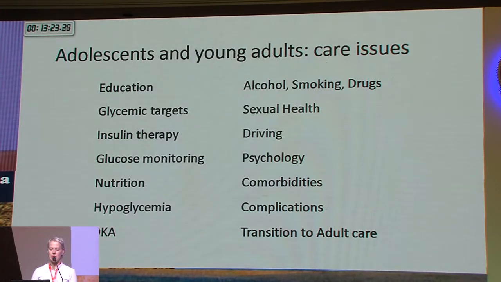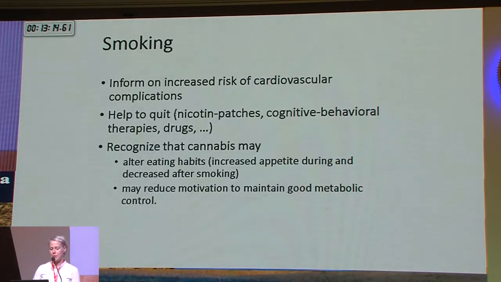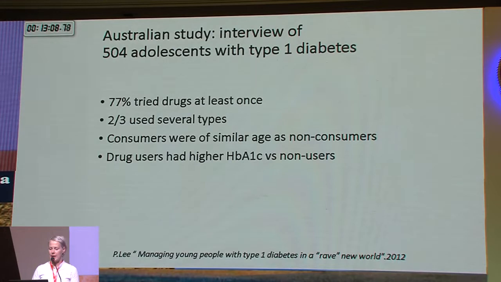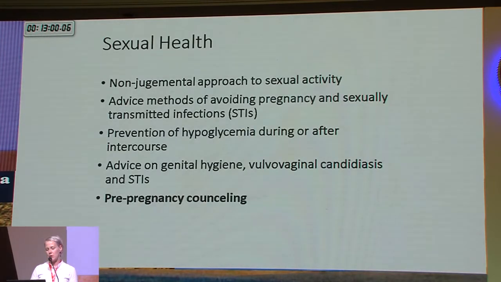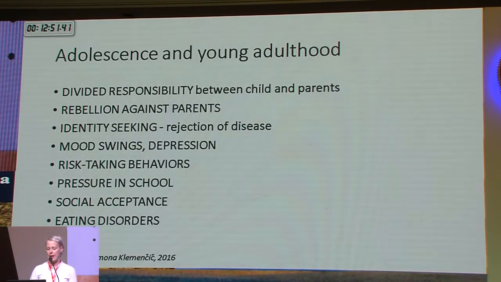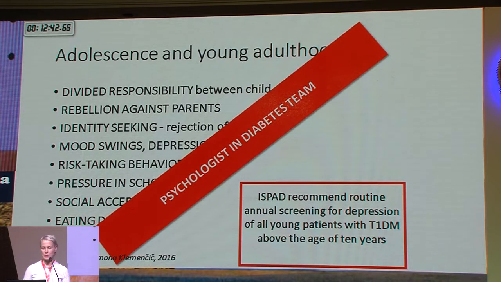Just to conclude this part, I just want to remind you that there are a lot of issues for this age, and we need not to forget about alcohol usage, about smoking, about illicit drugs that our young patient can use. And there are some suggestions, for example, from one Australian study, that a lot of our adolescent patients and young adults use something, and we also need to remember about pre-pregnancy counseling, even for young adults, even for late adolescent period, because it's very important. And of course, because a lot of psychological issues here, we really need psychologists or psychotherapists in our diabetes team, and it was written in guideline from ISPAD.